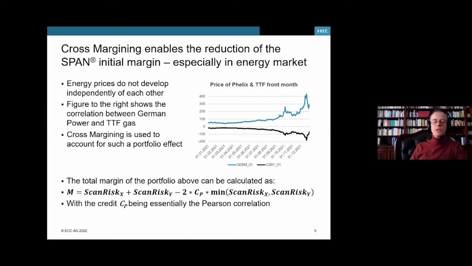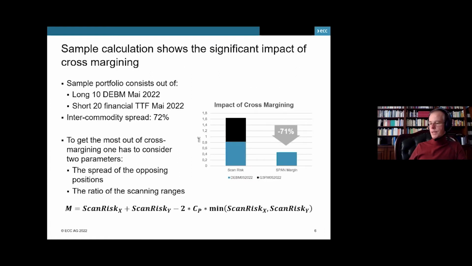And you do that by using the formula which is shown at the bottom. So first you sum up the scan risk of both contracts. That's what I presented earlier, just the scan risk of the whole portfolio, but then you subtract the cross-margining. So cross-margining depends on the CP, which is essentially a Pearson correlation, and the minimum of both of the scan risks. And that's pretty important. And to show how important that is, I have a sample calculation on the next slide. So the next slide, please, now.